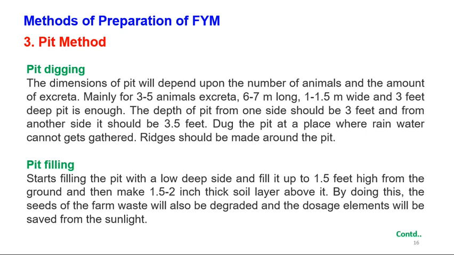Well, pit filling. Pit filling will start from the low-depth side and fill it up to 1.5 feet high from the ground, and then make a 1.5 to 2 inch thick soil layer above. By doing this, the weed seeds in the farm waste will also be degraded and the nutrient elements will be saved from sunlight.